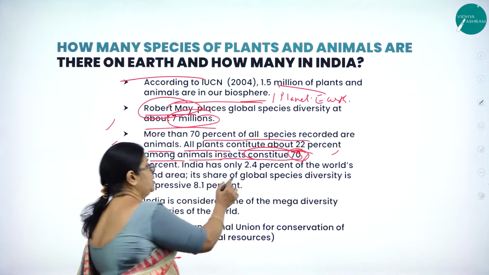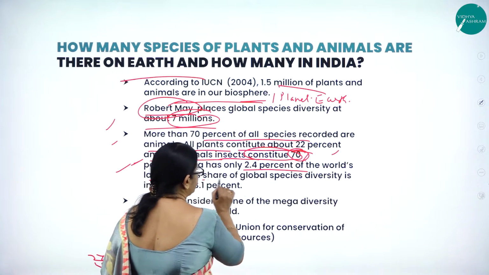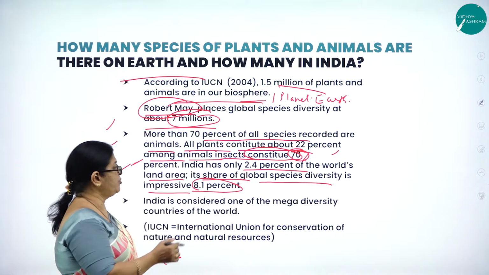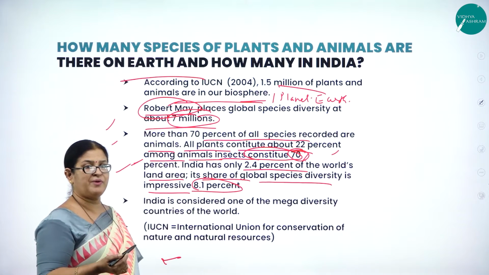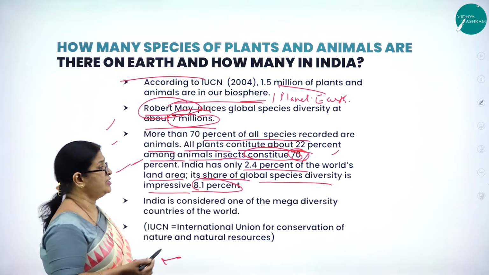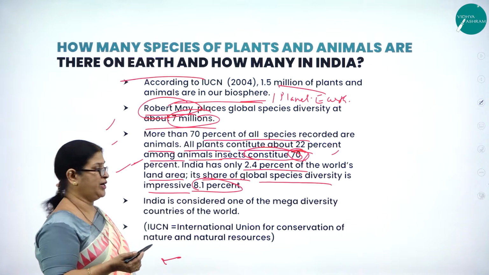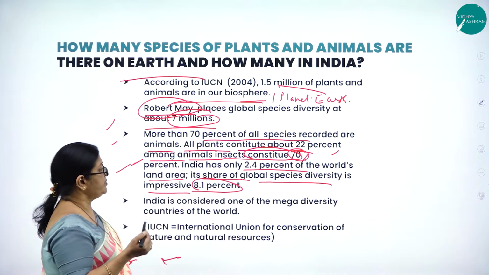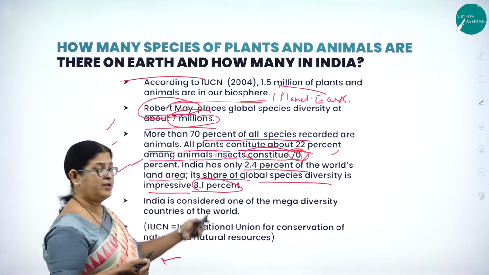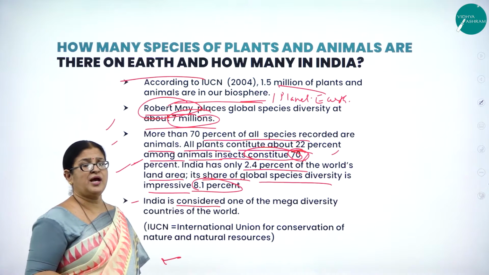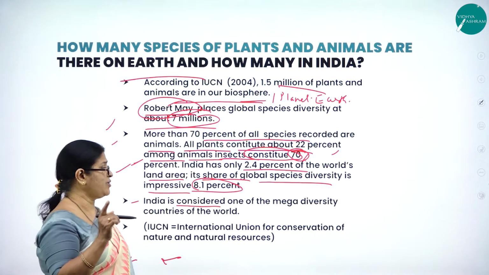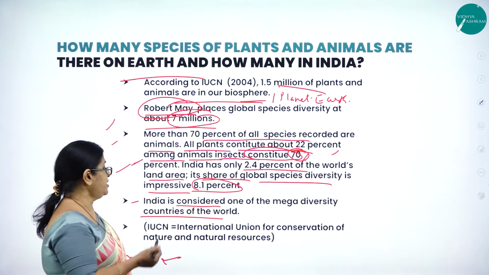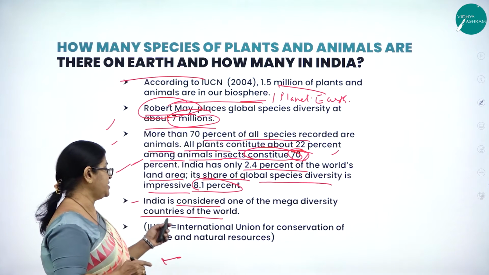India has only 2.4% of the world's land area. Its share of global species diversity is impressive, that is 8.1%. As we know, the planet Earth is covered more by what? By water. Only 2.4% of the world is land area, and the remaining is water. So here we find the global species diversity. What is our share then? It is around 8.1%. India is among the 12 mega diversity countries of the world. So that is the credit that goes to our country.